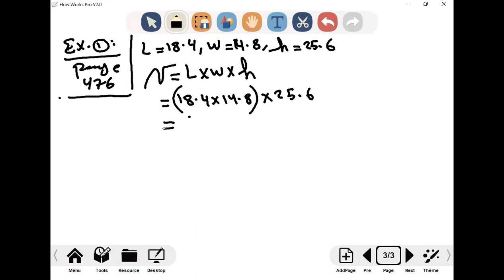The answer will be 6971.392, right? This is the answer. The question said round to the nearest tenth if necessary. The 3 is the tenth, the 9 is the hundredth, as we did in the area, right? How do we round? We look at the next number. If it's 0, 1, 2, 3, 4, we don't add 1. If it's 5, 6, 7, 8, we add 1. So we have 9, so the 3 will become 4. So this is rounded to 6971.4.